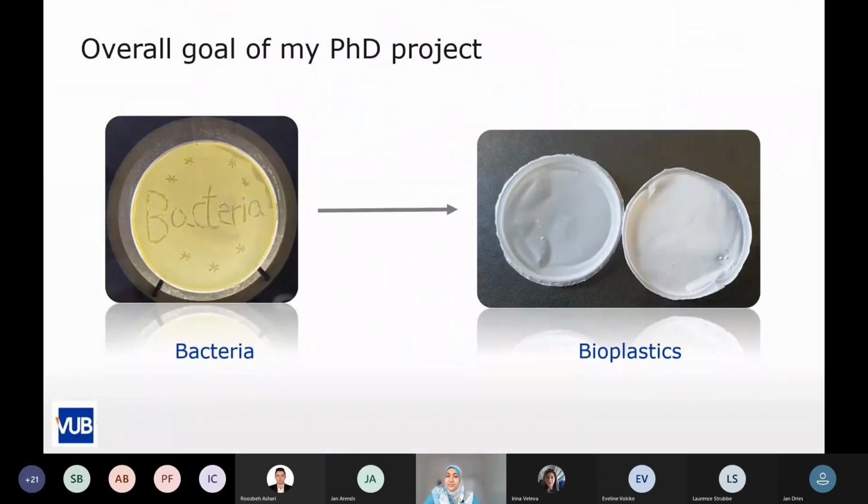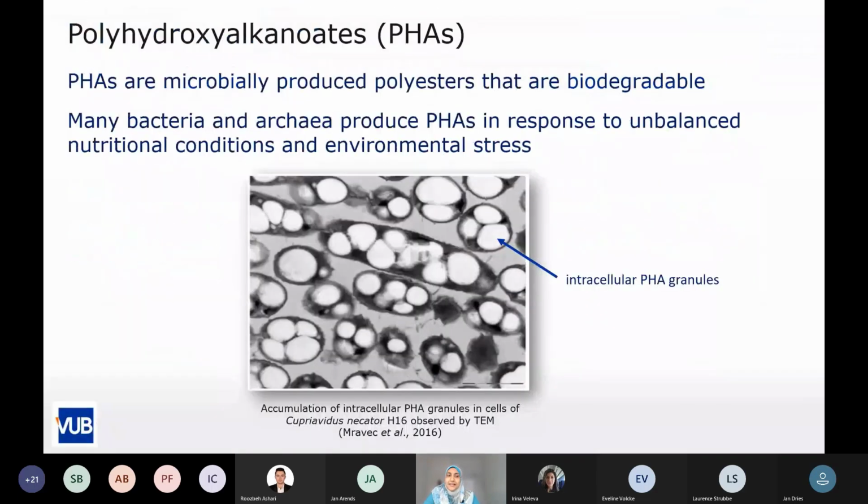The goal of my PhD project is to produce bioplastics from bacteria. The bacterial bioplastics are called polyhydroxyalkanoates, which can be abbreviated as PHA. PHA are polyesters produced by microbes and which are completely biodegradable. They are produced by numerous bacteria and archaea as intracellular PHA granules inside the cells, as you can see here.